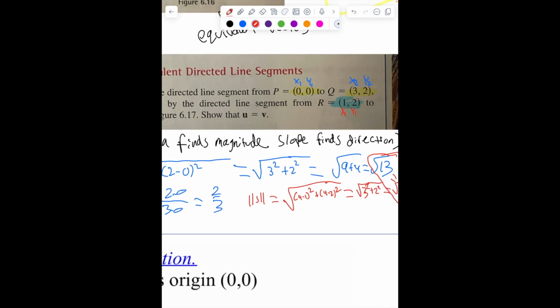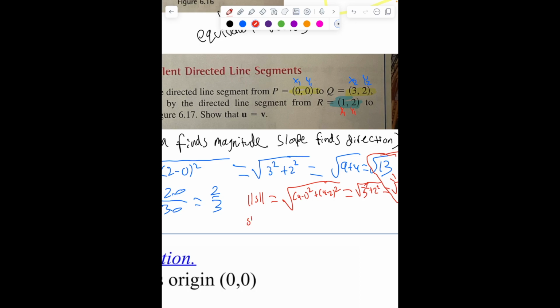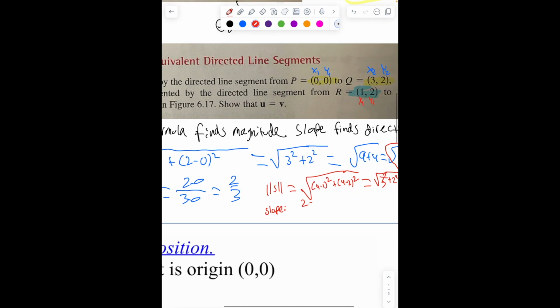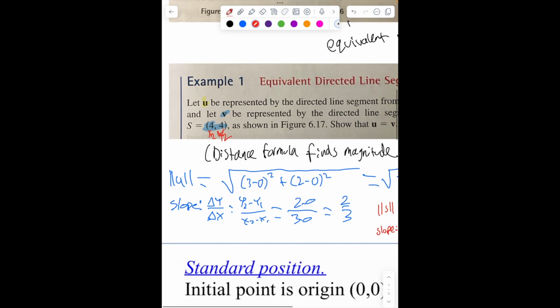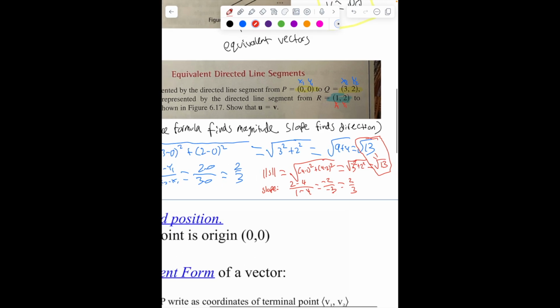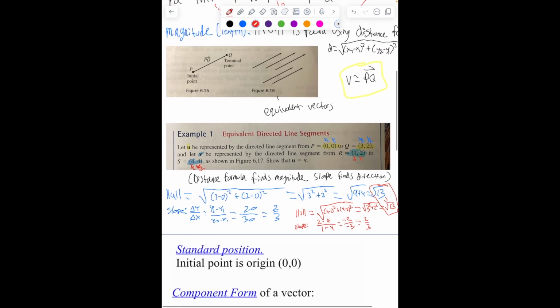Now when we look at the slope, what is my slope? I'm going to say 2 minus 4 over 1 minus 4, negative 2 over negative 3. That cancels out, and we get the same slope. So those are the 2 steps needed to show that u equals v. The vectors are the same.